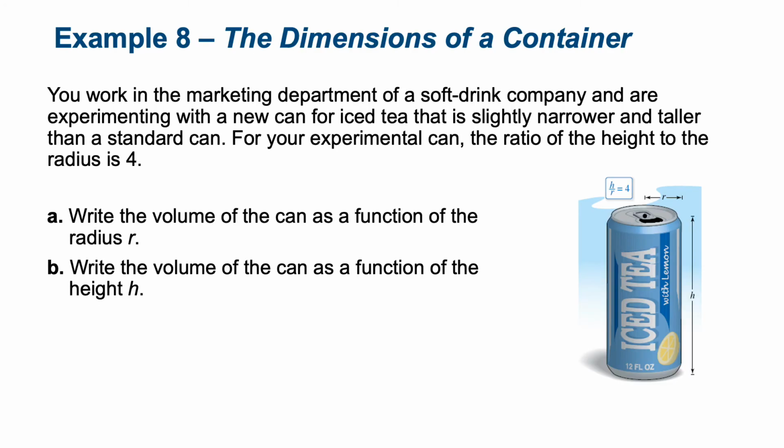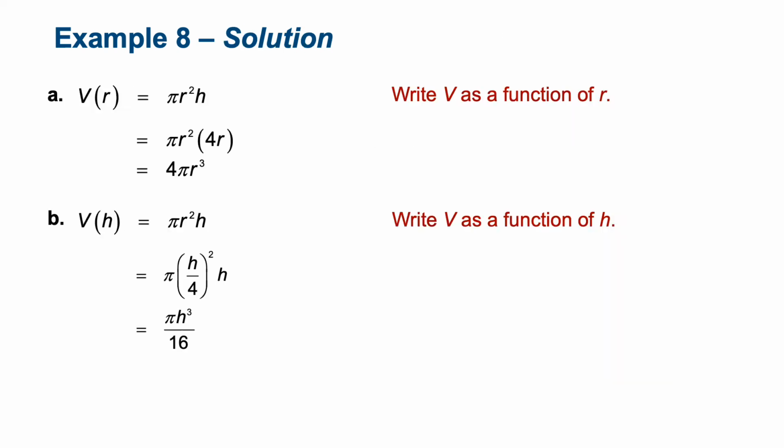Okay, so let's do a super fun application. Dimensions of a container. You work in the marketing department of a soft drink company, and you are experimenting with a new can of iced tea that's slightly narrower and taller than a standard can. For your experimental can, the ratio of height to radius is 4. So you see here, h over r is equal to 4. So A, write the volume of a can as a function of the radius r. And then B, write the volume of a can as a function of the height h.